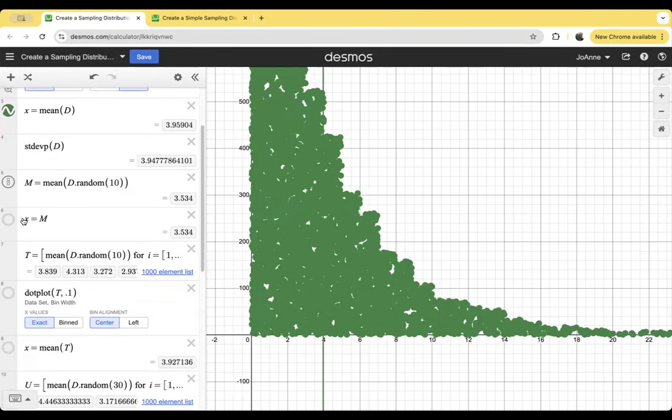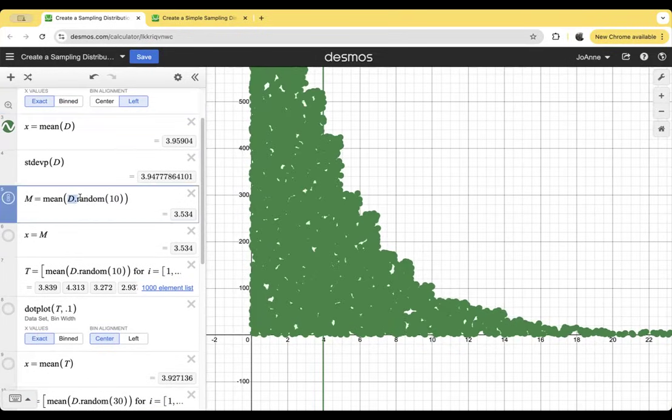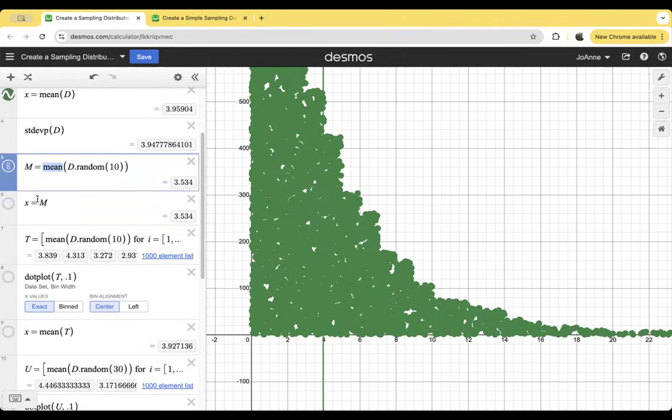I've got this function here, d.random. First, let me say what d is. D is the population of 5,000 items. You can see 5,000 element list. You don't have to know how to do this in Desmos. I'm just explaining where the functions are coming from. So we have D representing the population, and then down here, I'm taking 10 random items out of the population and calculating their mean. And on the next line, I'm making a vertical line to represent that mean.